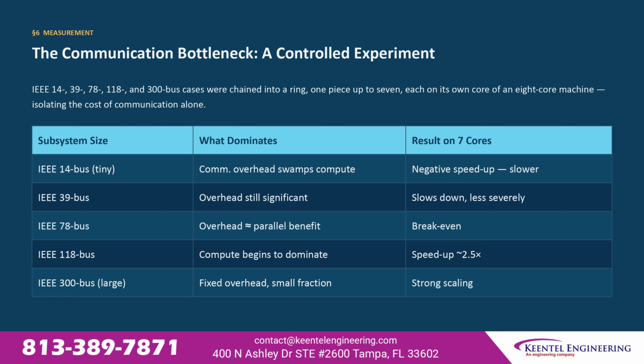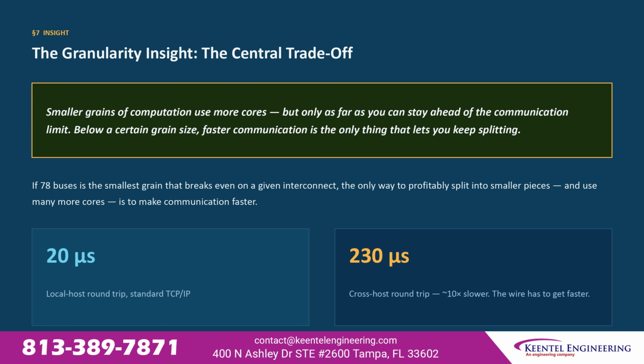The pattern was clear. At 14 buses, communication overhead completely swamped compute. Splitting made things slower. At 39 buses, overhead still dominated. At 78 buses, cost and benefit were roughly equal, a break-even point. At 118 buses, speed up reached approximately 2.5 times. At 300 buses, the fixed overhead became a small fraction of runtime and scaling was strong. The lesson: the benefit of splitting depends entirely on subsystem size relative to communication cost. Smaller computation grains use more cores, but only as far as you can stay ahead of the communication limit.